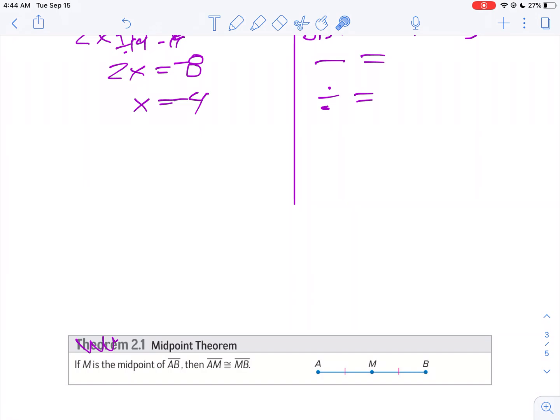Here's our midpoint theorem. It says if M is the midpoint of AB, then AM is congruent to MB, because M is exactly in the middle. That's where that comes from.